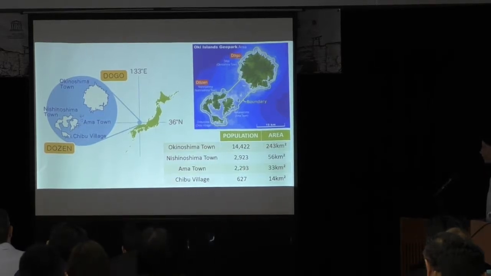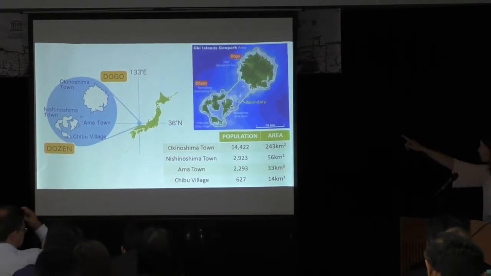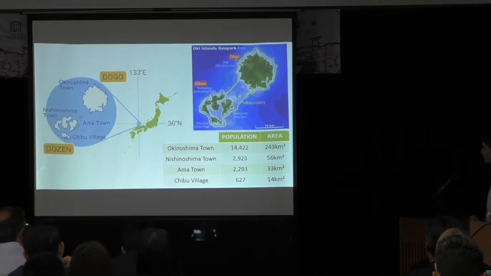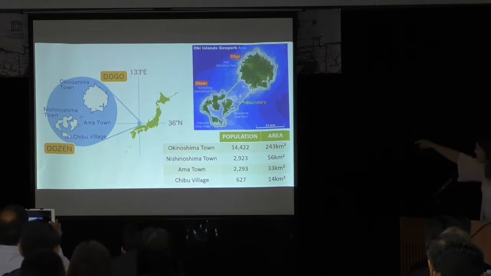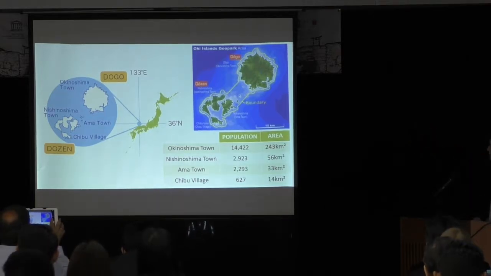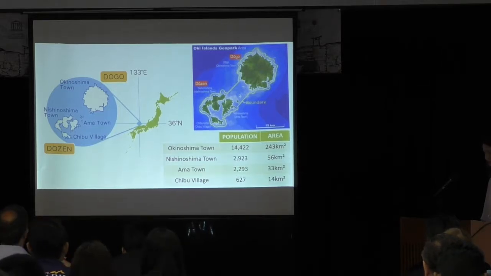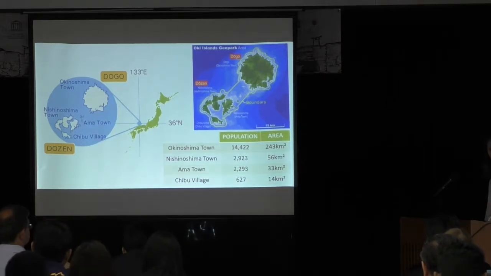The island that we are now on is the one that has Okinoshima Town, the round big island, and it has around 14,000 people. If you look at the map in the right upper corner, this is the geopark area, and as you can see, the boundary also includes some sea area. The reason for that is because the fisheries industry is very important to the local people.